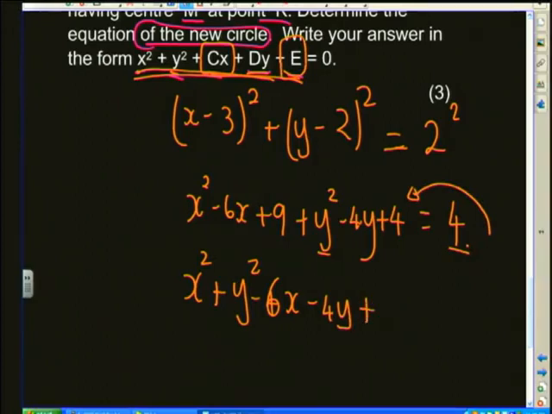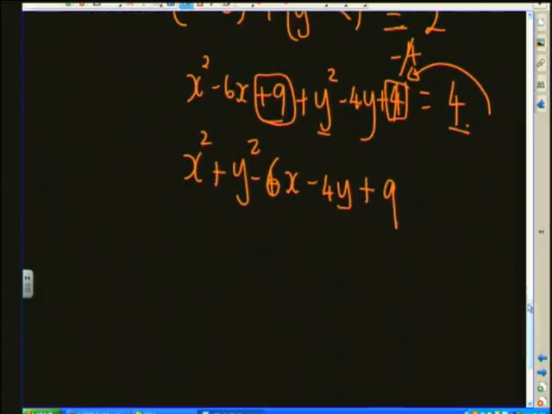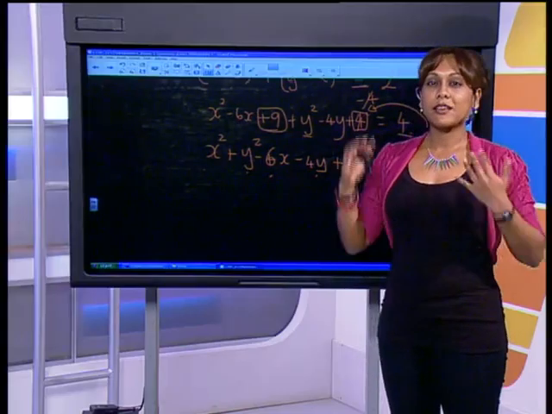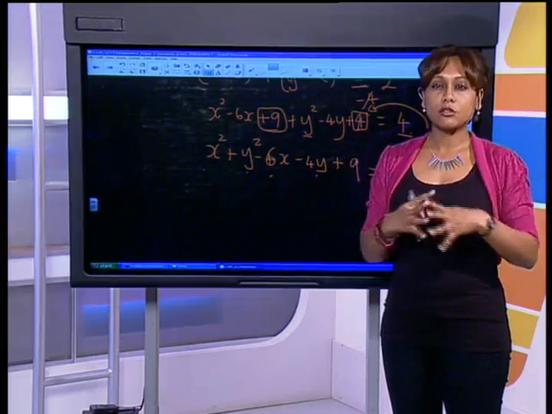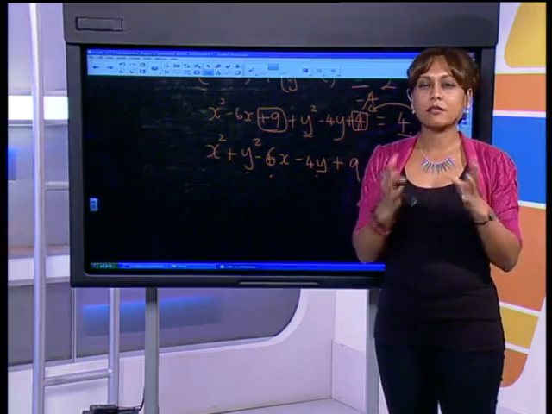So we're going to get plus 9 plus 4 minus 4 if I bring the length of the radius over to the left-hand side. 4 minus 4 cancels, and I'm just left with 9. So therefore, in the standard form that they requested, we get x squared plus y squared minus 6x minus 4y plus 9 is equal to 0. And as I said, it's important to answer the question as they want it, and this is the form that they want it in, so don't just leave it in the other form.